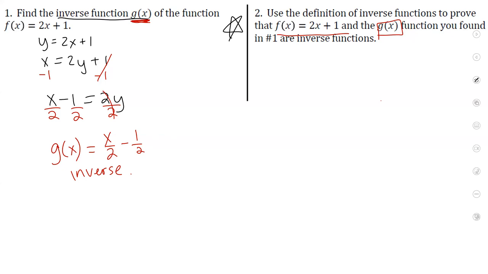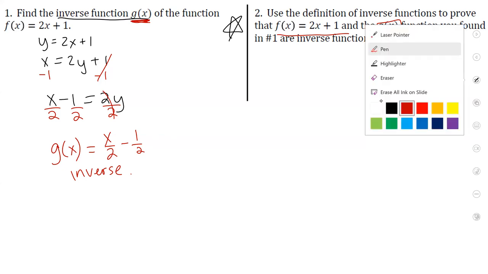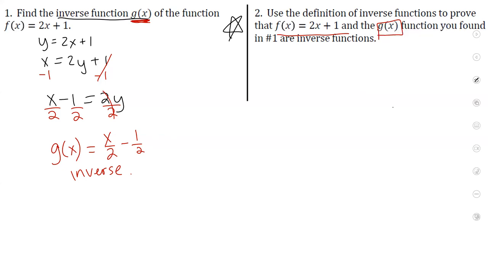Okay, so number 2, we're proving that these are indeed inverses of each other. So I'm going to write f of x here. The equation for f of x is 2x plus 1. And inside of the parentheses, I'm going to put in the function g. So I'm going to put x divided by 2 minus a half. I'm putting g inside of the function f. So let's see what happens when I do that.